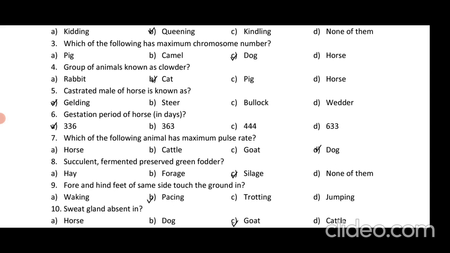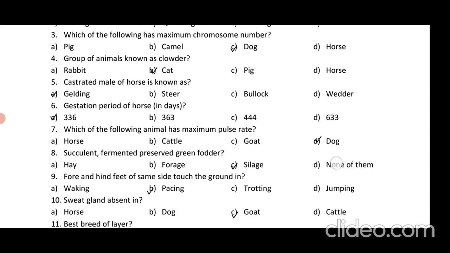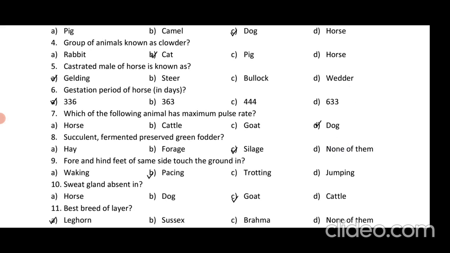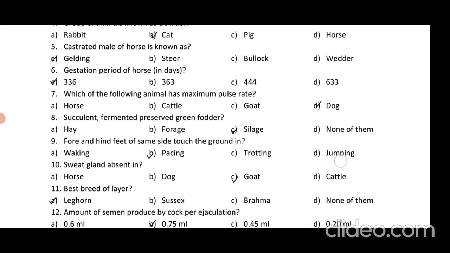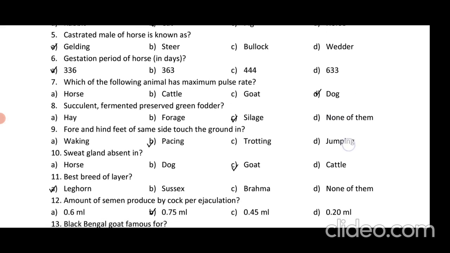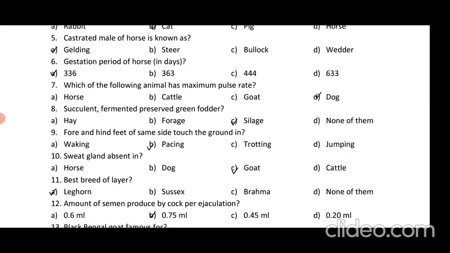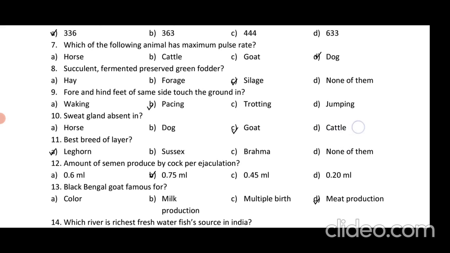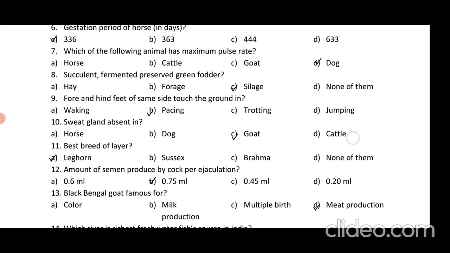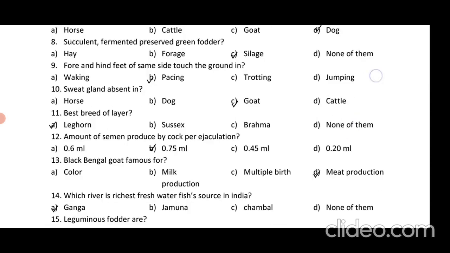Fore and hind feet of same side touch the ground in pacing. Sweat glands are absent in goat. Best breed of layer is Leghorn. Among the semen, amount of semen produced by cock per ejaculate is 0.75 ml. Black Bengal goat is famous for meat production.